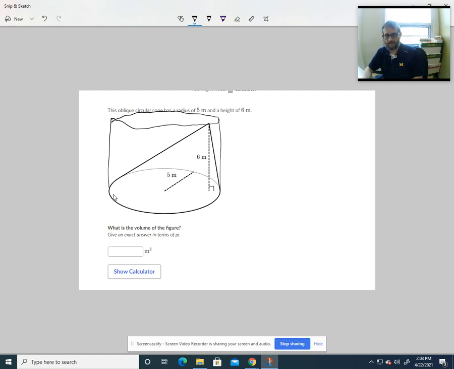So we're going to do it exactly the same way. We're going to find the area of the base, which, area of a circle is pi r squared. So that's going to be 25 pi is the area of our base. And we're going to multiply that by our height. So 25 times 6 is 150 pi. Now that's if it was a cylinder. When it's a cone, you divide that by 3. So our answer here, 150 divided by 3, is 50 pi.